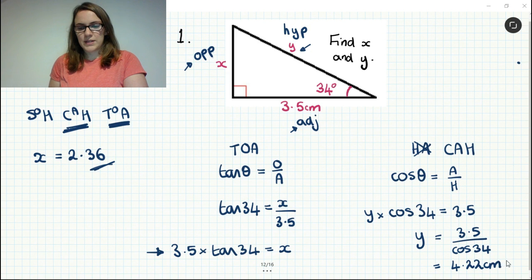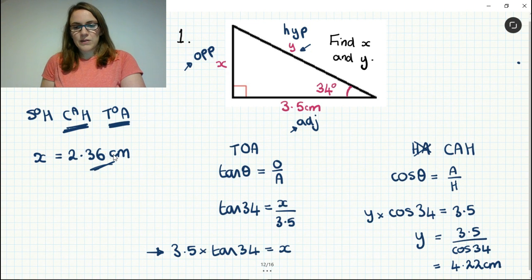We were given units in the question, so our answer should have units, and equally we should have put the units of centimetres on our answer for x up here. So check that your answer of 4.22 is sensible. We are finding the length of the hypotenuse, which is always the longest side. So you are expecting an answer bigger than 3.5 but not ridiculous.